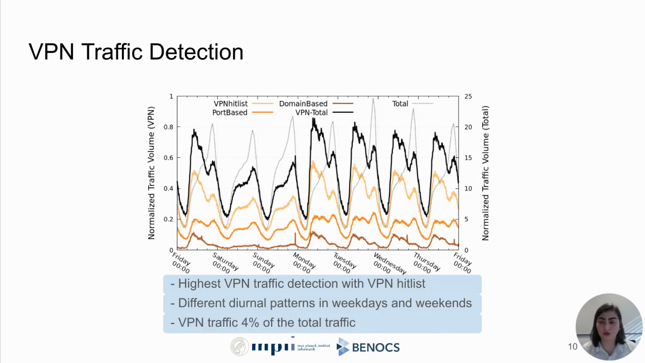Now if you take a look at the total traffic in the ISP, not only VPN traffic, the dotted line here shows somehow the same pattern over the week. So we always have the peak in the evening. We already see a difference between the patterns from the VPN traffic and the total traffic in general. We also see that VPN traffic contributes 4% of the total traffic in this ISP.